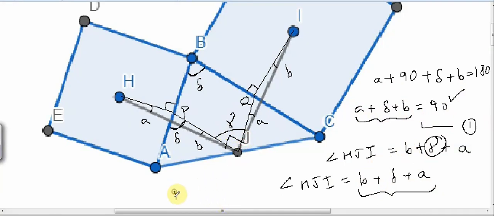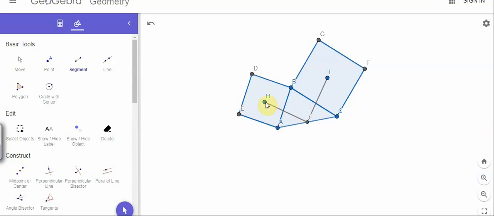So therefore HJ is perpendicular to IJ. So combining our two results, in the beginning we showed that HJ is equal to IJ, and then we showed that HJ is perpendicular to IJ. This is what we have shown so far.